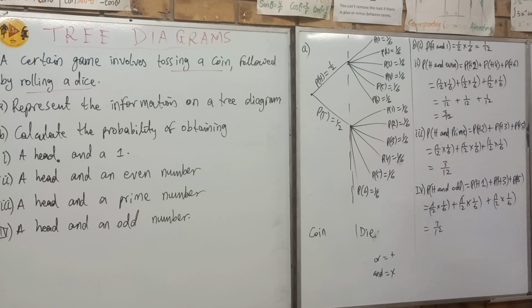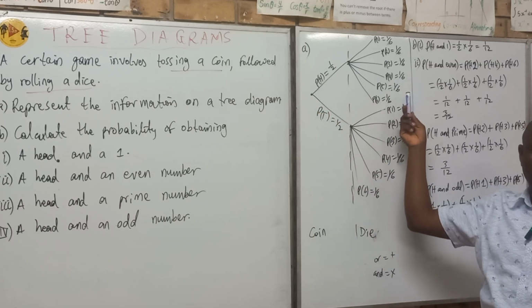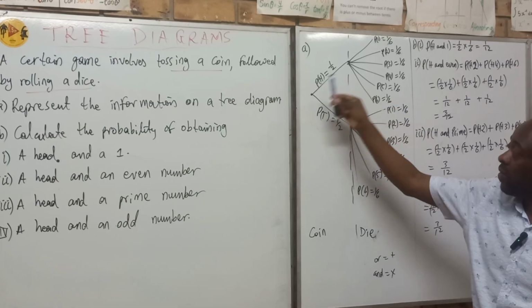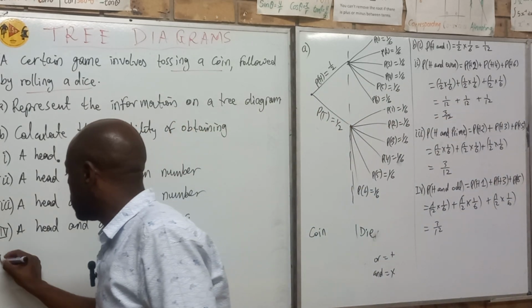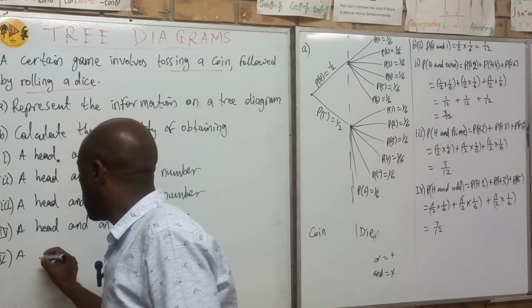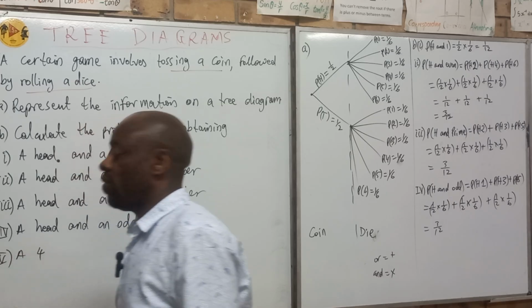But I think we can also get some interesting ones, because here we are told to get the probability. We are told that we are tossing a coin followed by rolling a die. So what if the question said calculate the probability of a 4? You have to always start from the beginning till you get to a 4. Or if it's a 5, you start from the beginning till you get to a 5. So let's say we need the probability of a 4, for example.